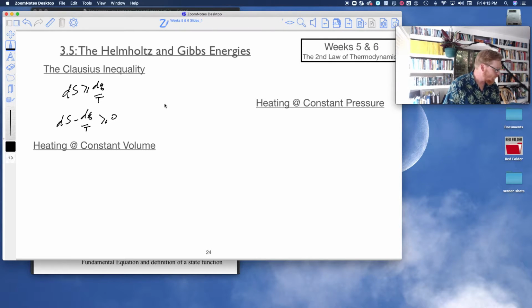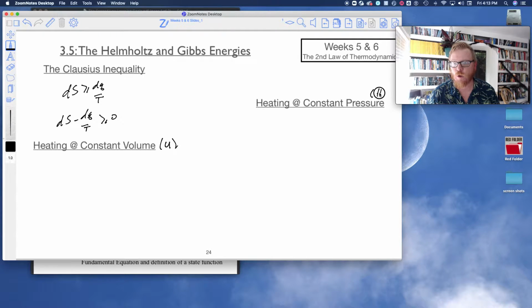Okay? So now, we'll consider two different things. Heating at constant volume, which hopefully maybe you're thinking U, and heating at constant pressure. And hopefully from there, you're thinking H. So we're first going to start with U and H, and then we'll see the manifestations for G and A, for Gibbs and Helmholtz. Okay?